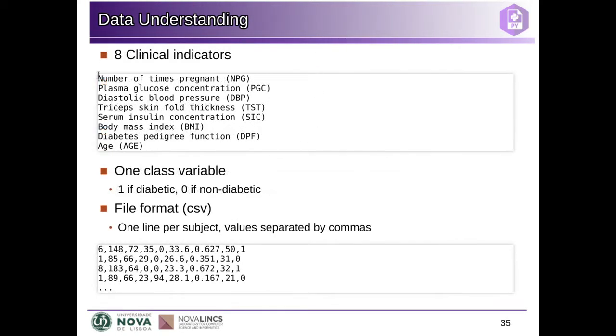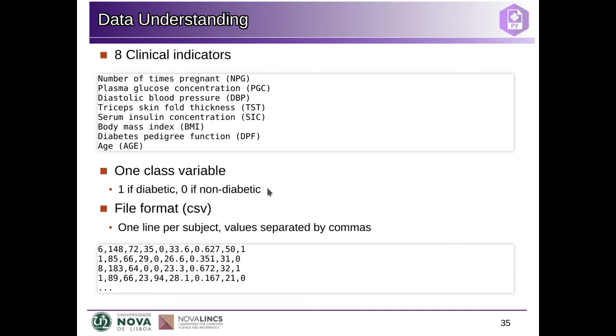It has some indicators like the number of times they were pregnant, glucose plasma concentration, blood pressure, body mass index, age, and so forth. So we have 8 clinical indicators here, and there is one class variable also in our data set. This is 1 if diabetic or 0 if non-diabetic.